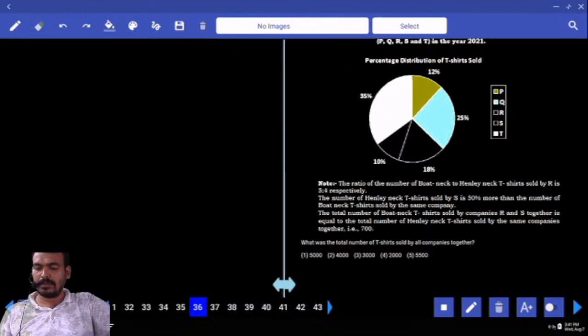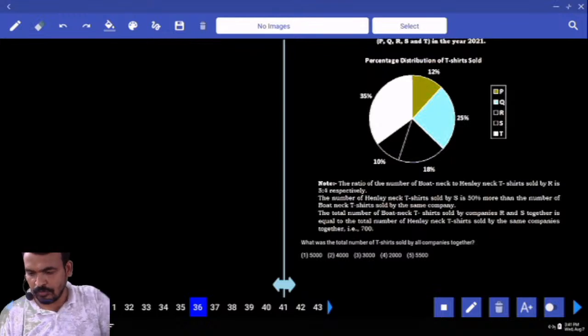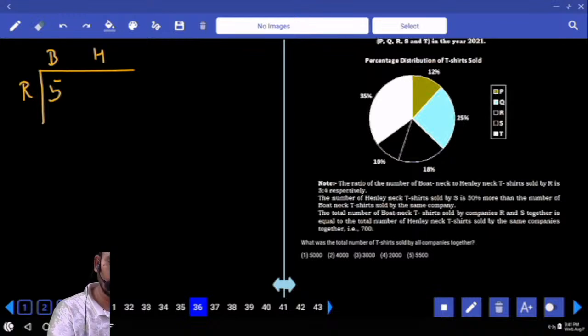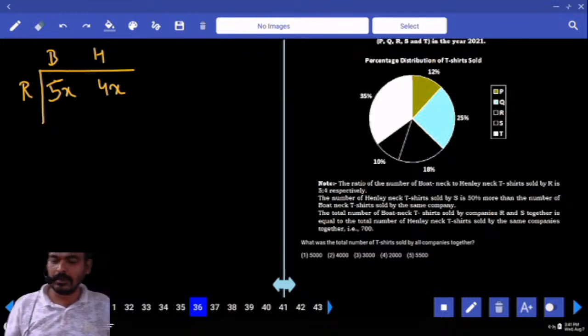The ratio of the number of B to H sold by R is 5:4. B and H in R, what is the ratio? 5:4. Means one is 5x, another one is 4x. One is 5x, another one 4x.